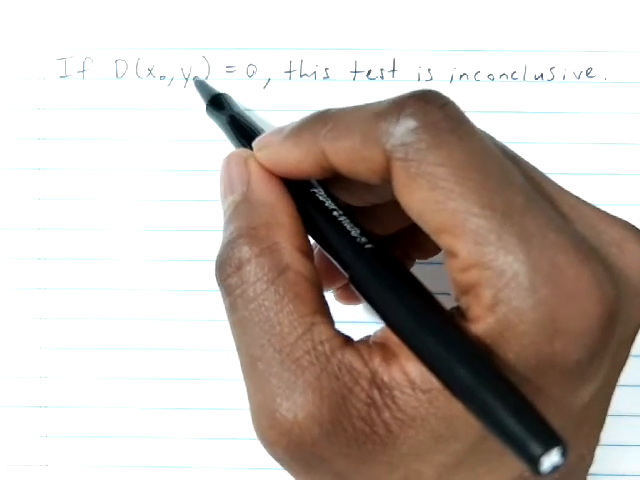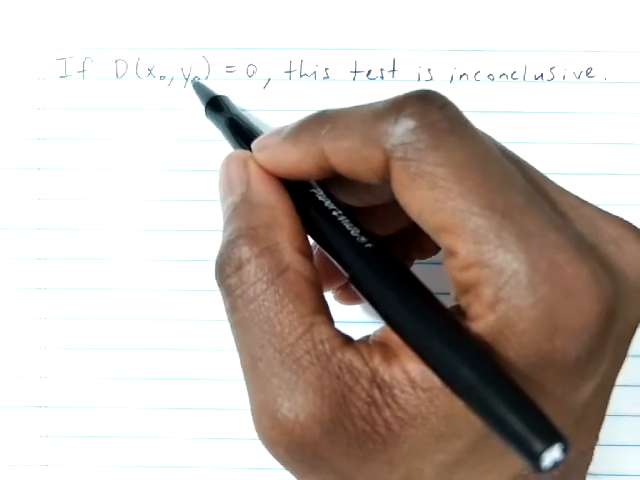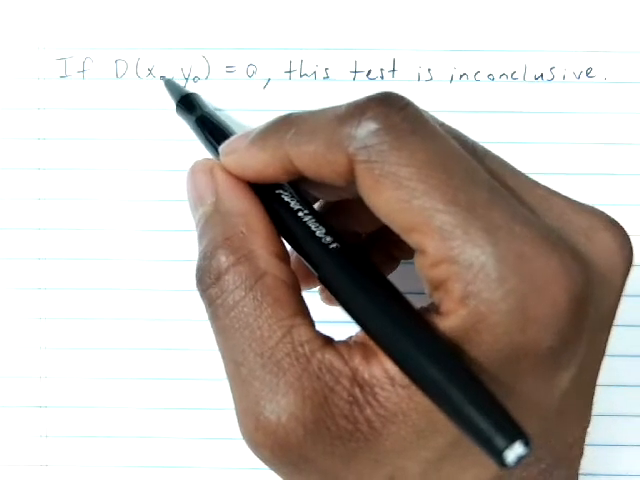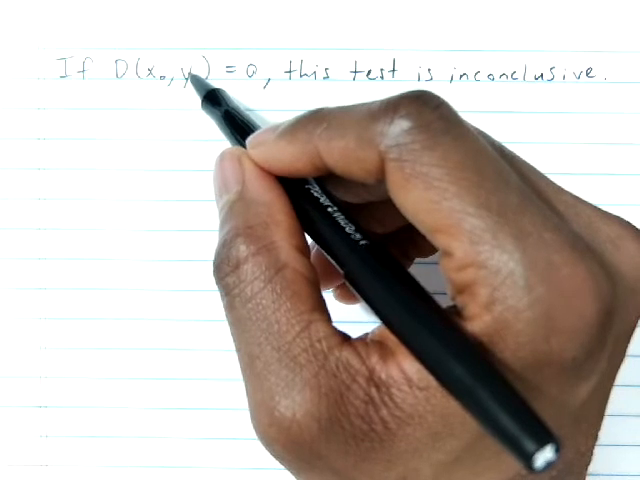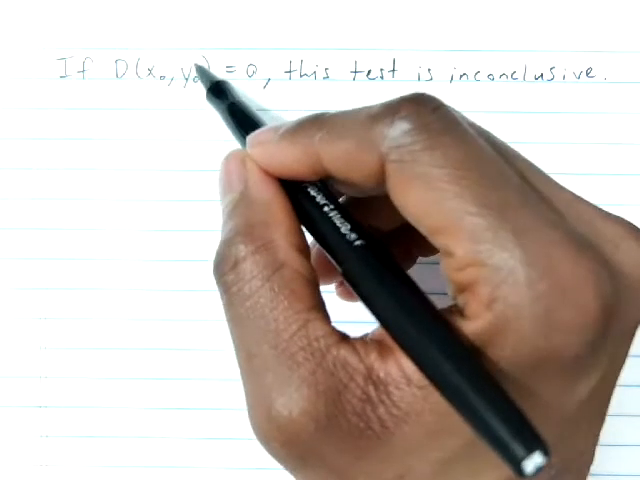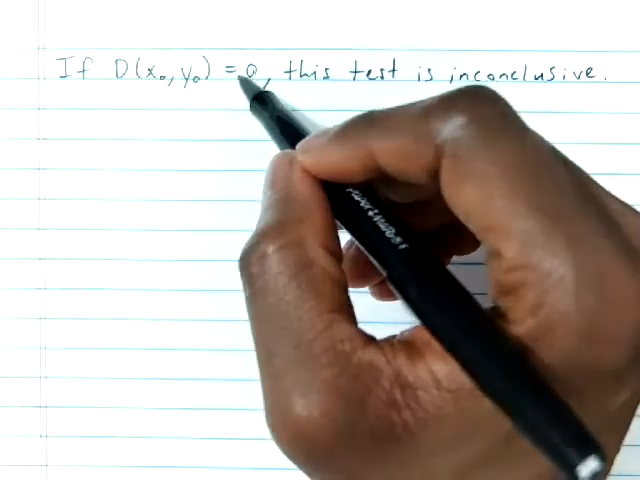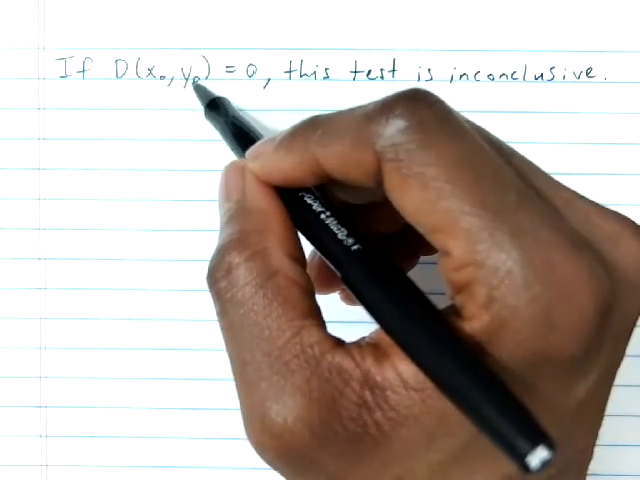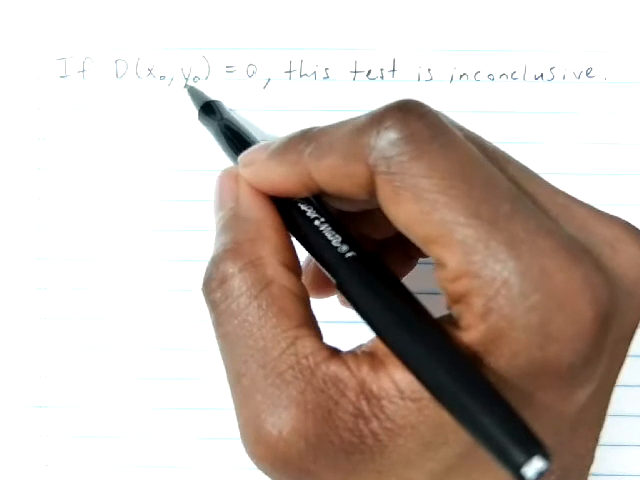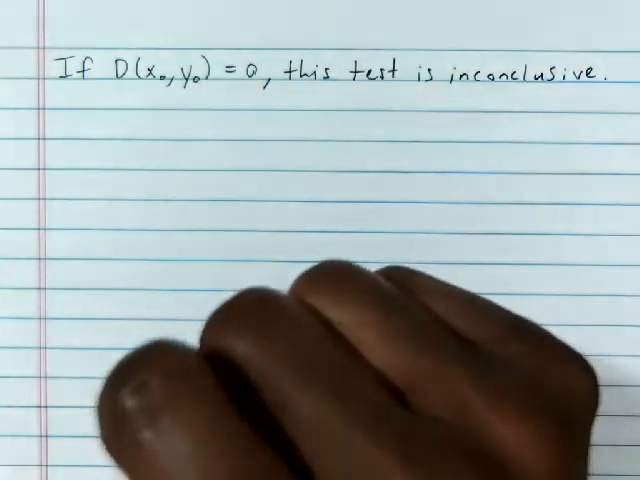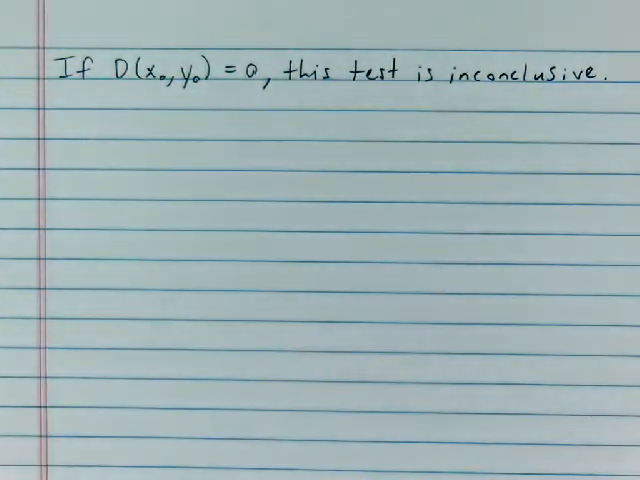So if you have a paraboloid, for instance, an upside down parabola, and this is the peak, but D of x naught, y naught is equal to 0, then you can just compare the functional values at x naught, y naught to other functional values around it, or you can tell from the nature of the equation or function that you're given. But for the most part, you won't encounter D of x naught, y naught equal to 0.